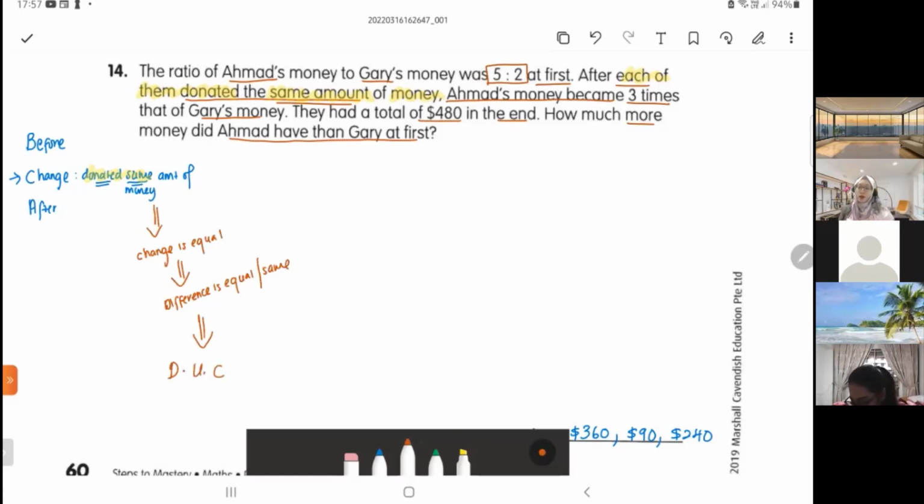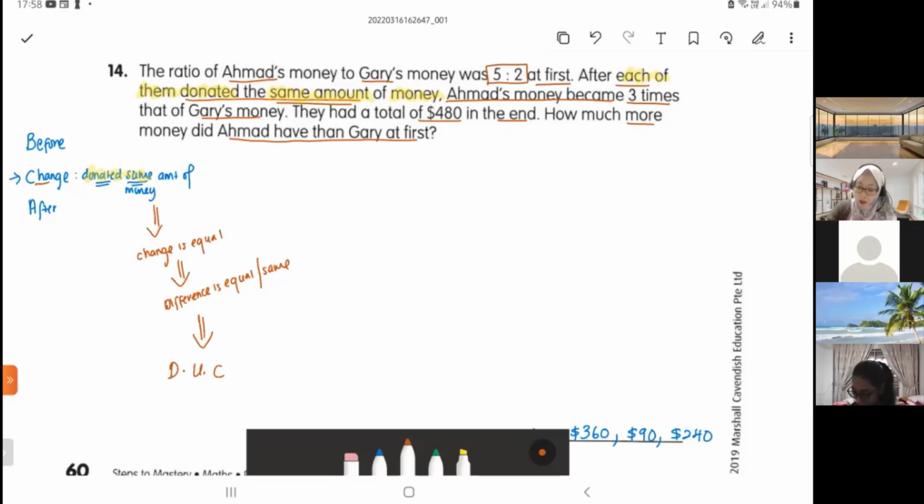Okay? So how I identify all the different BCA concepts, there is SUC, DUC, TUC, ACQ, right? How I differentiate these four, it's via the change. The rest, before and after, will always be there, but the change determines which one of it is the one that we're going to use.